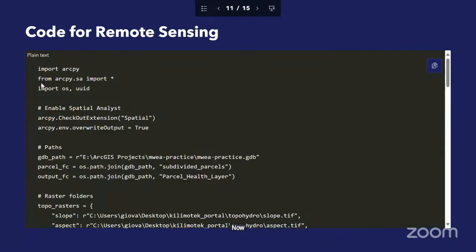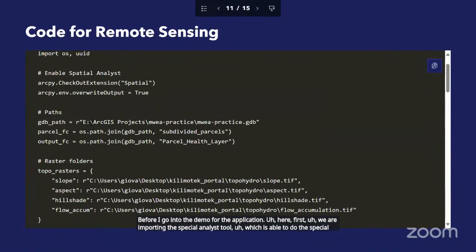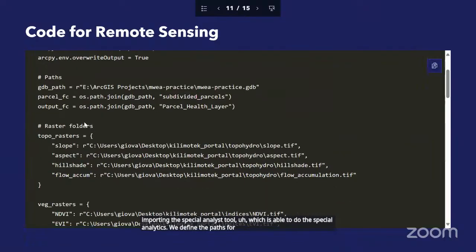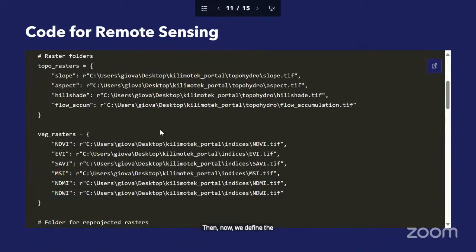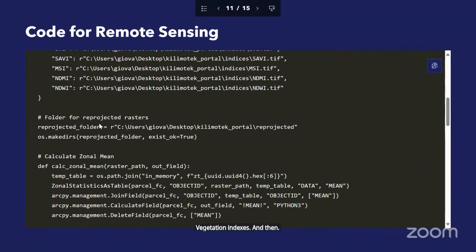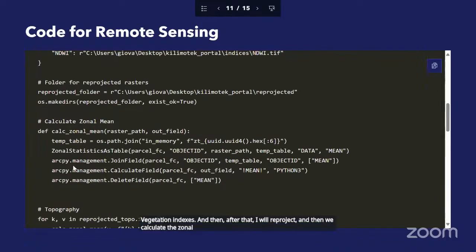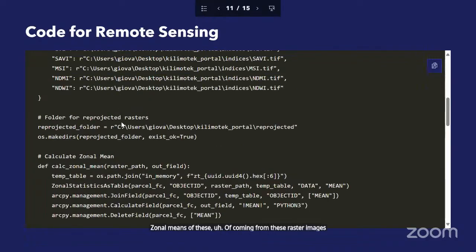Now, I'll show a snippet of the code that did the processing before I go into the demo of the application. Here, first, we are importing the spatial analysis tool, which is able to do the spatial analytics. We define the paths for storing this data. Then we import the raster images from the satellite images, the NDVI, EVI, and SAVI, which is the soil adjusted vegetation index. After that, we reproject, and then we calculate the zonal means coming from these raster images into the parcel layers.